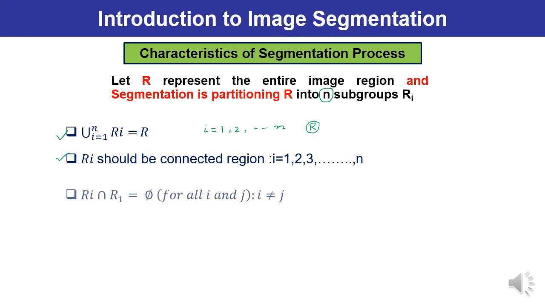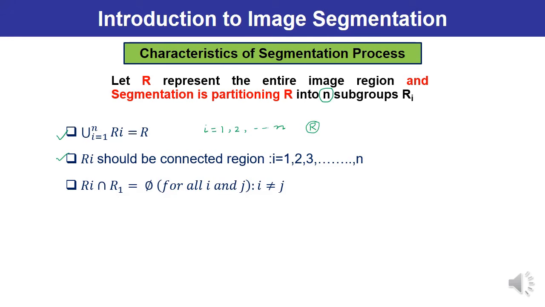Next is, if you talk about any common value, the regions R1, R2 up to Rn do not share any common property. It means the intersection must be null. Mathematically, it can be written as phi. Nothing is common for all i and j in between. Otherwise, there is no justification for the regions to exist separately. Means they must not share any common property.